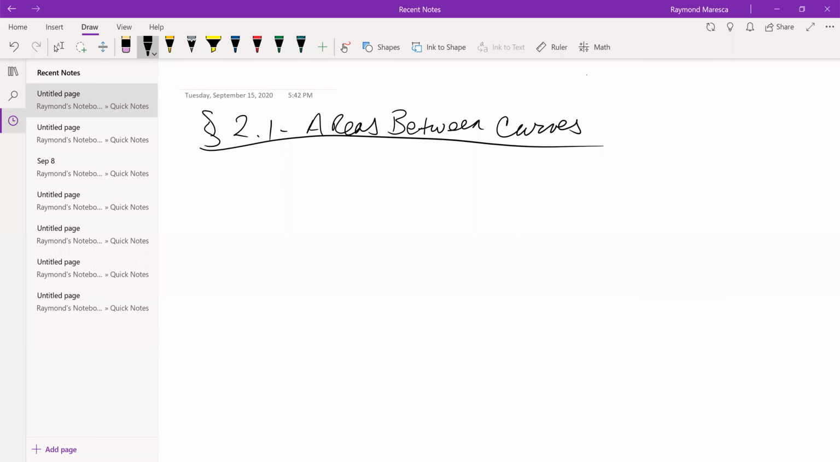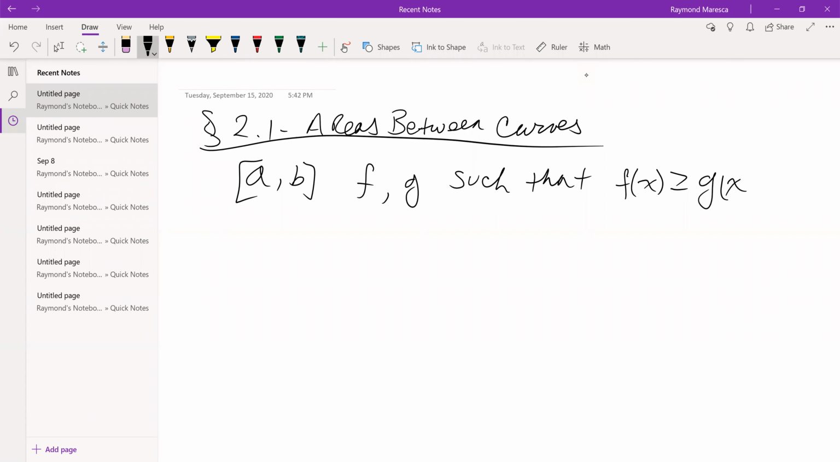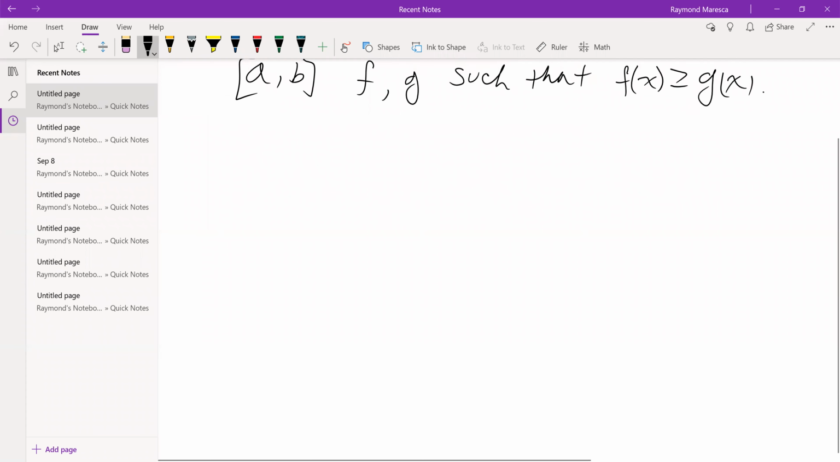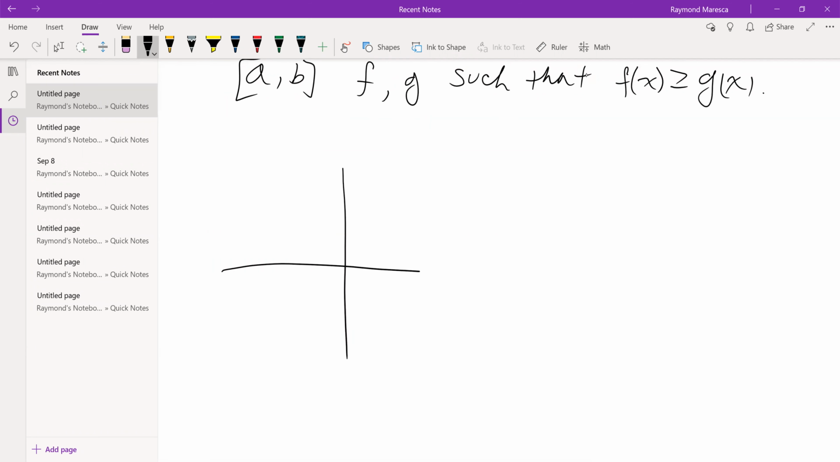Hi everybody. So in this video we're going to be introducing section 2.1 where we will be talking about areas between curves. So let's say that we're talking about an interval a, b. And on this interval we have two integrable functions f and g such that on a, b, f of x is greater than or equal to g of x. So we can draw a generic picture of what's going on.